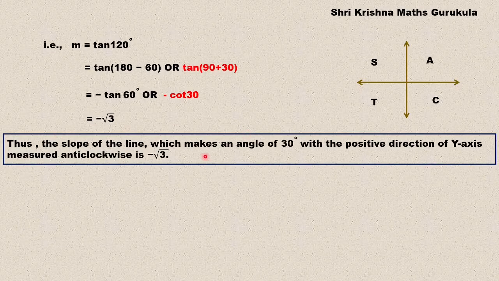Thus, the slope of the line which makes an angle of 30 degrees with the positive direction of y-axis measured in anti-clockwise direction is minus root 3. Hope the concept is clear.